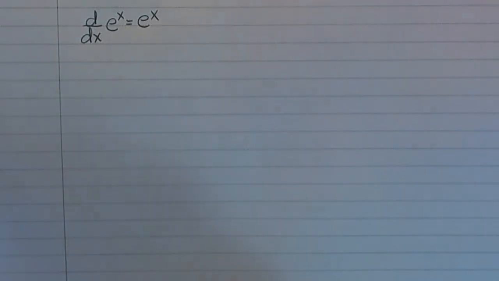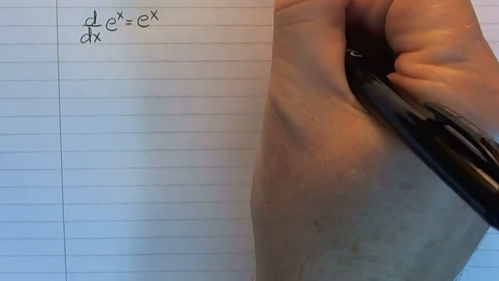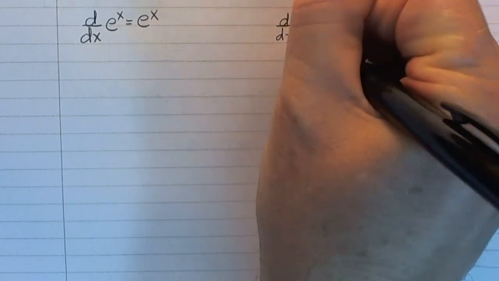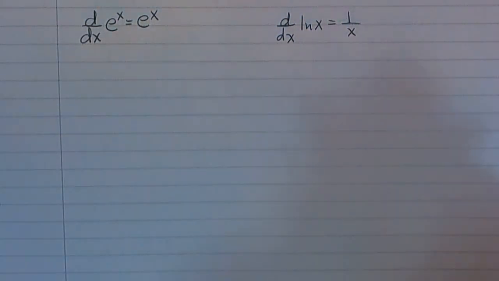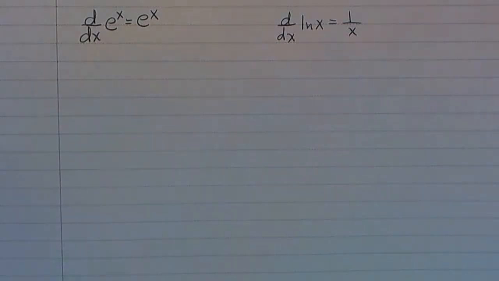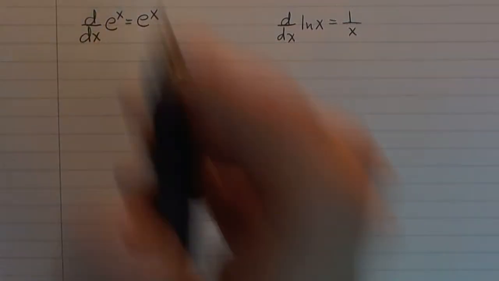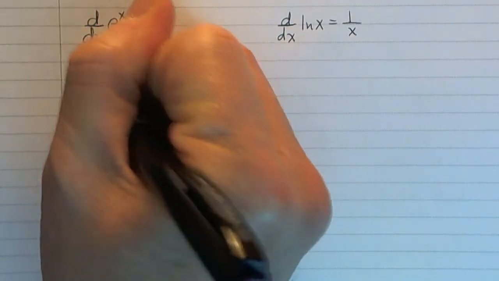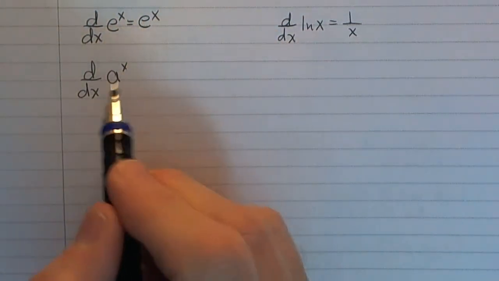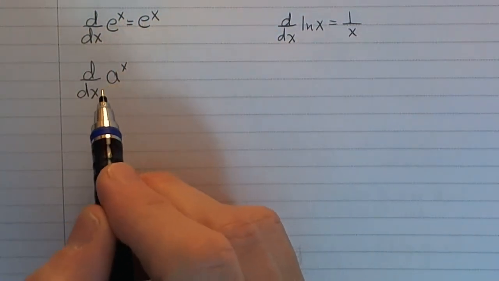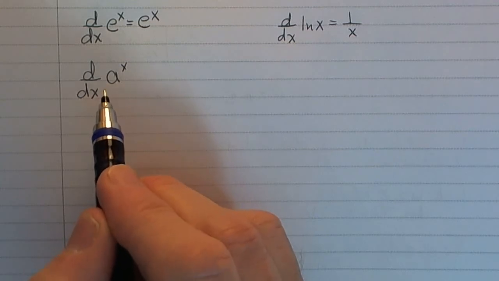So we know that the derivative of e to the x is e to the x, something cool about e. And we also know that the derivative of log x is 1 over x. These are the two things that we know so far. Now what I want to do is investigate, well, what would be the derivative of a to the x, where our base is not necessarily e, but just in general. For exponential functions, what is the derivative?